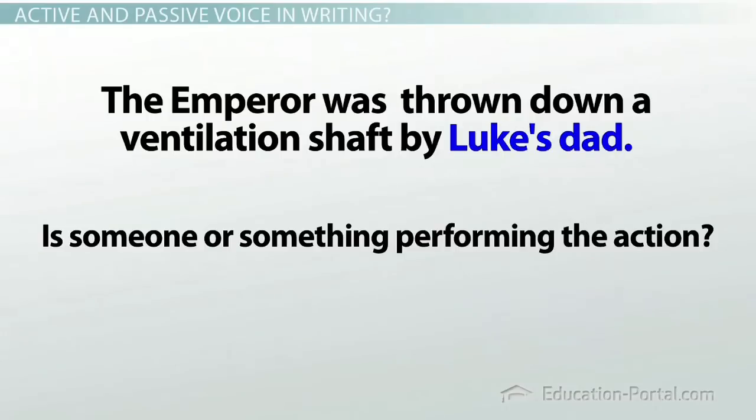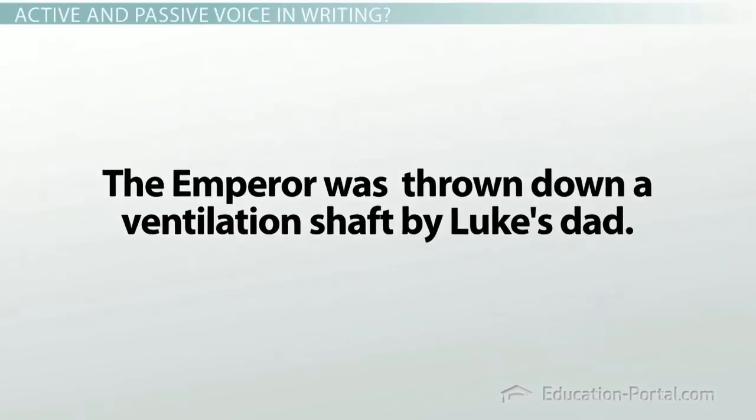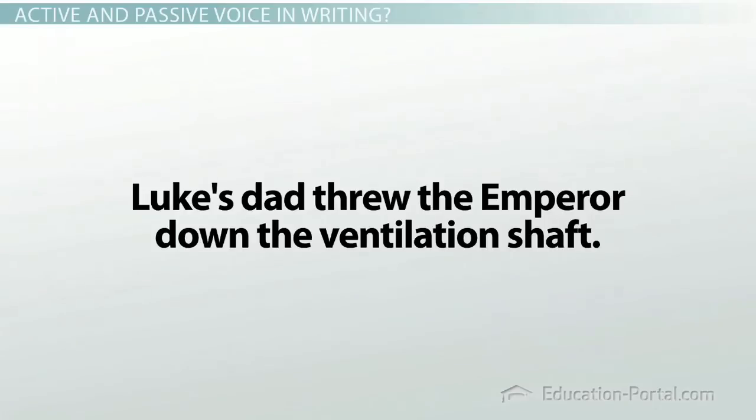Now that you've identified the key elements, you can make the sentence active by putting the person performing the action, the subject, Luke's dad, at the front of the sentence. So, "The Emperor was thrown down the ventilation shaft by Luke's dad" becomes "Luke's dad threw the Emperor down the ventilation shaft." The sentence is not only shorter and clearer, but more direct. Now the only thing you have to answer is why there's a giant, death-defying hole in the middle of the throne room.